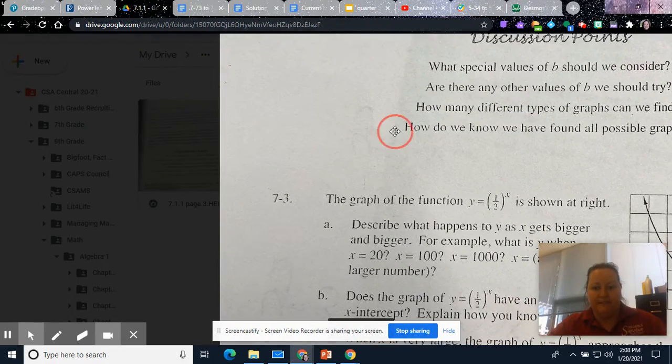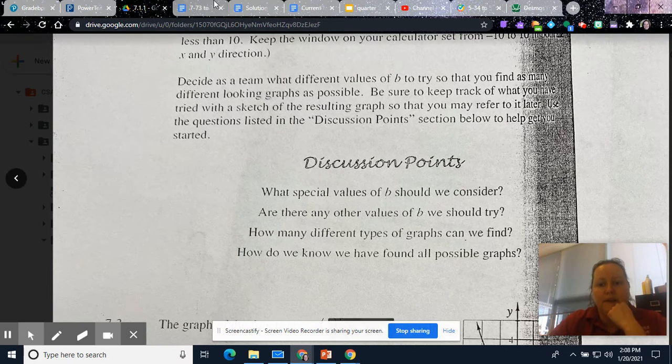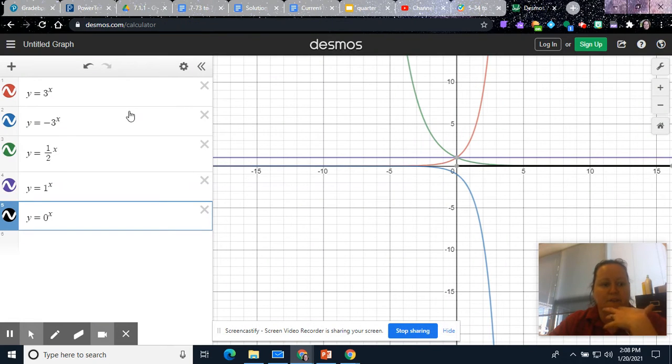So it says, decide as a team what different values of b to try, so you find as many different looking graphs as possible. This is kind of boring because I'm doing it for you. The ones that I tried, you'll see that I have a positive number, I have a negative number, I have a number that's less than 1 but not negative. And then I tried our boring numbers. You can tell by the graphs, those are boring graphs. Those are straight lines. So the three really that I like to try are positive numbers, negative numbers, and fractions.